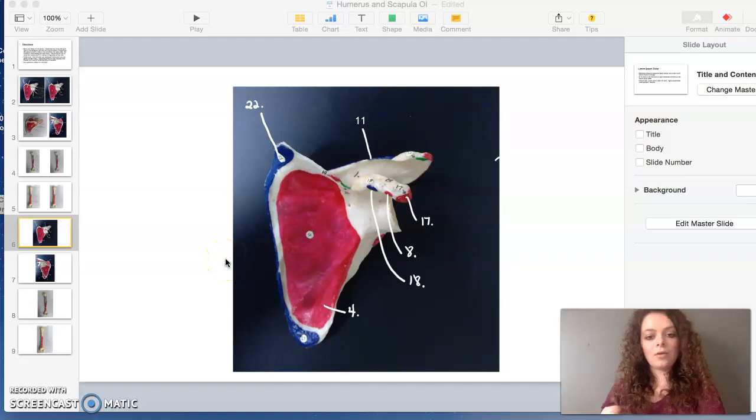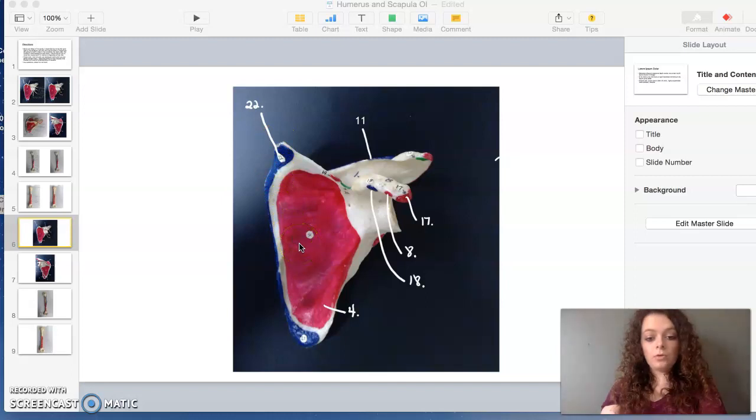All right, we are going to talk about the origins and insertions of the humerus and the scapula. We're going to be starting on the anterior aspect of the scapula, and beginning with the insertions, we are going to have the insertion for the pectoralis major at number 18. At number 11, we are going to have the insertion of the trapezius. At number 22, we are going to have the insertion of the serratus anterior.